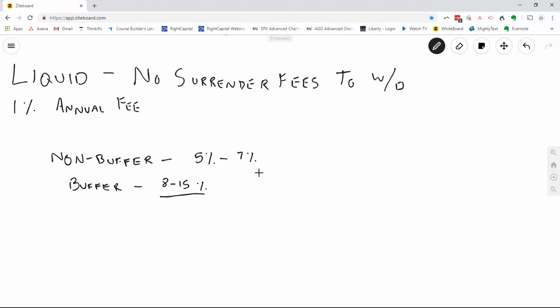Keep in mind that the annuities that are used for accumulation, like the indexed annuities, that's the normal accumulation vehicle. Those are not liquid. They usually have a surrender cost. They can go from 7 to 10 years, whereas the buffer annuities are liquid. So non-buffer has lower caps, and buffer, we've got higher caps.